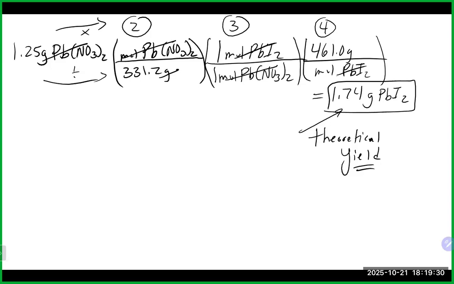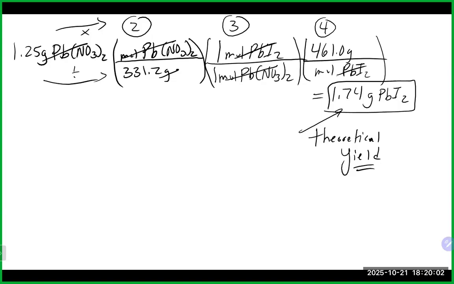So based on the fact that we started with 1.25 grams of lead(II) nitrate, if everything went perfect, there was no side reactions, you didn't drop anything, didn't lose anything out of your beaker, you in theory should get out 1.74 grams of PbI2, and that would be your maximum amount of yield. When you actually do it in an experiment, as we'll talk about, that is what's known as the actual yield. And that leads us to something else we'll talk about, which is the percent yield.